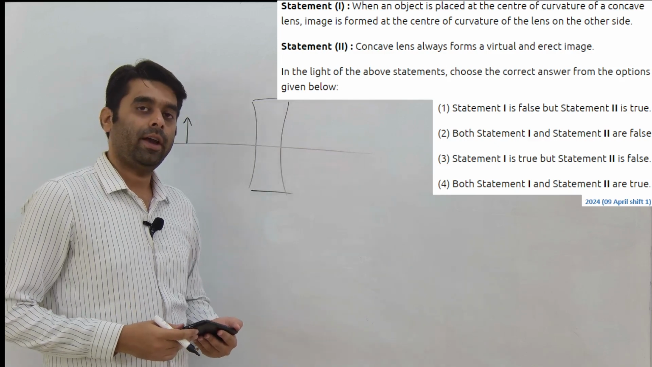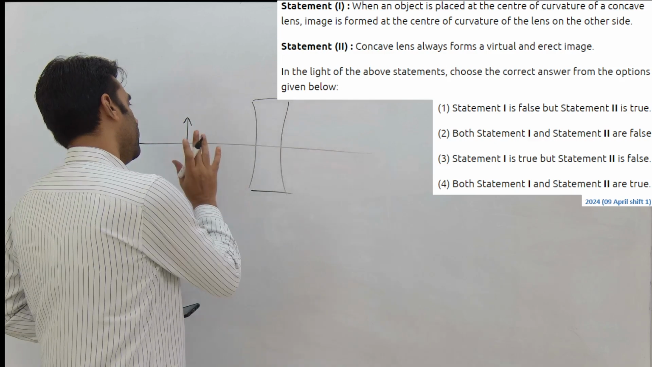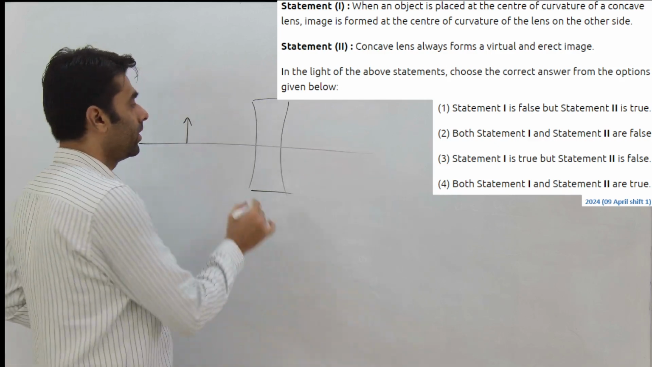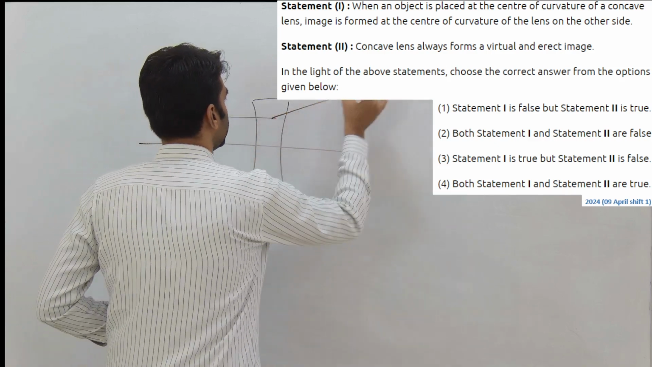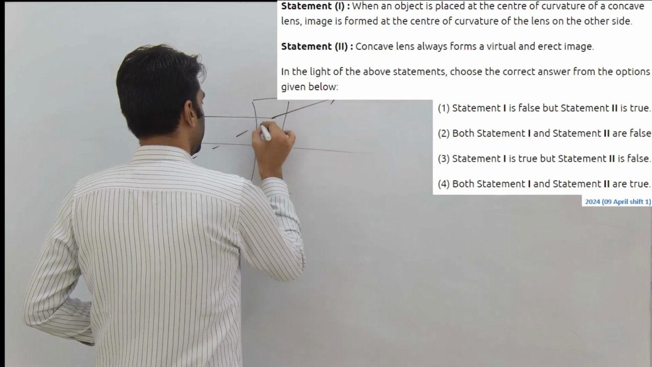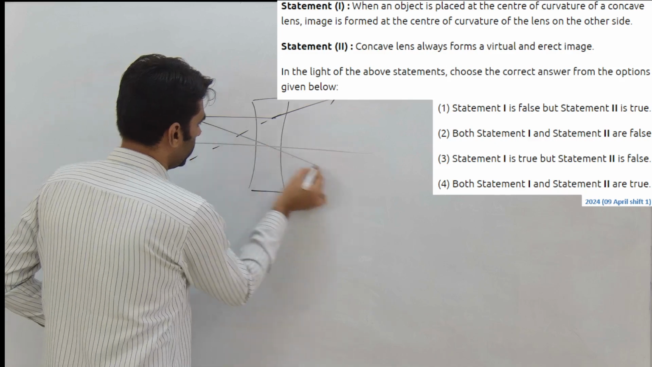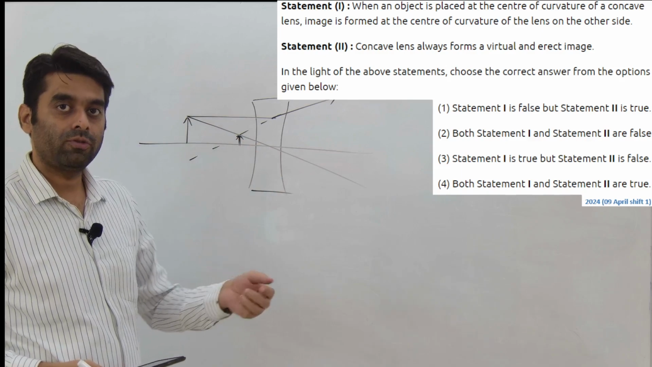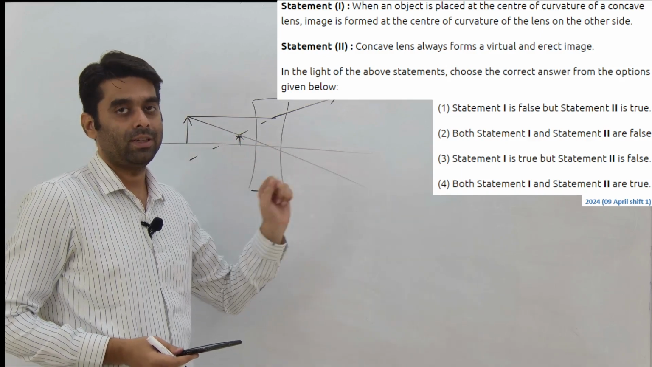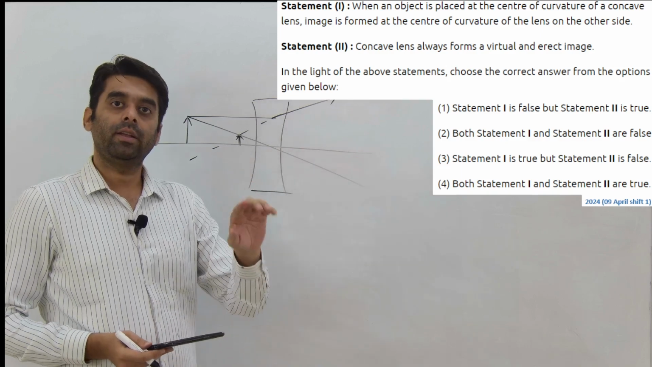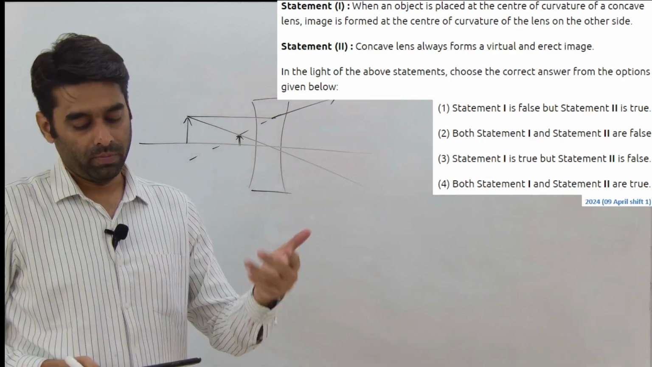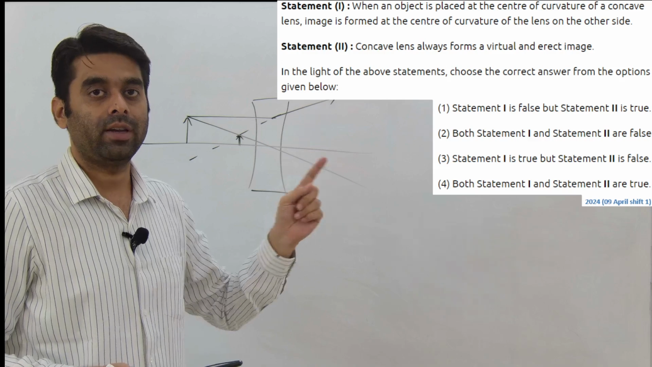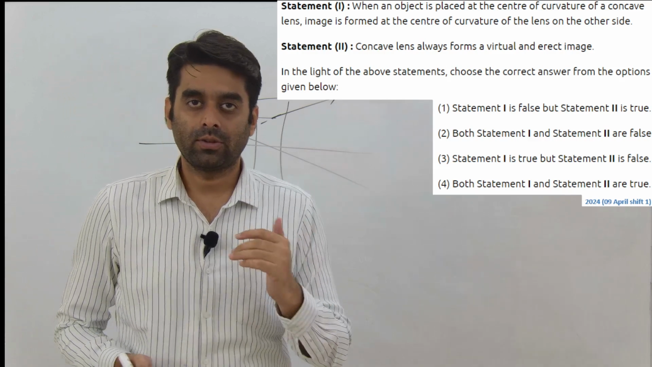From our knowledge, we know that whenever your object is placed in front of a concave lens, the image forms on the same side only. The image is formed on the same side only. This is what the situation is, right? So a concave lens always forms a virtual and erect and a diminished image on the same side of the lens. That implies the statement 1 is wrong. Statement 2, concave lens always forms a virtual and erect image. Yes, statement 2 is correct, but statement 1 is wrong. Let's look at the next question.